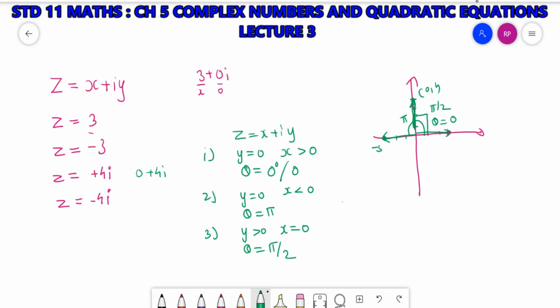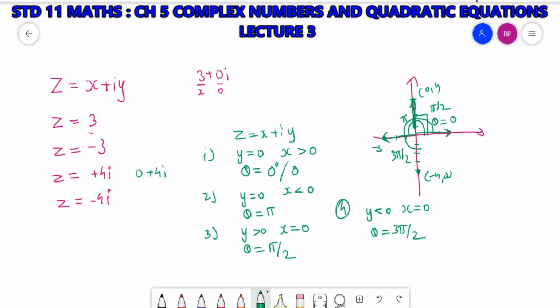Okay, and the fourth one, minus 4i. So 1, 2, 3, 4 in the negative direction. Now what is this angle? 3 pi by 2. That means when y is less than 0 and x is equal to 0, at that time theta is equal to 3 pi by 2.